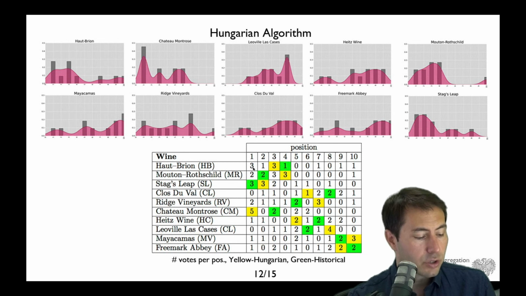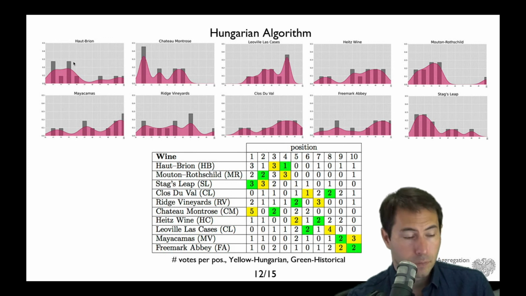Each number is the number of votes per position. So let's look at Aubryon. Aubryon had 3 votes for position 1, 1 vote for position 2, and 3 votes for position 3. Now the green is the historical rating. Aubryon was ranked 4th in the historical rating, and yet it only received 1 vote to be in 4th. The vast majority of the votes were for higher positions in terms of how the relative rankings were.